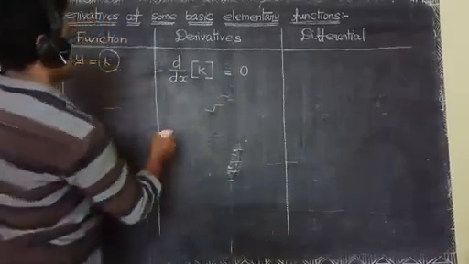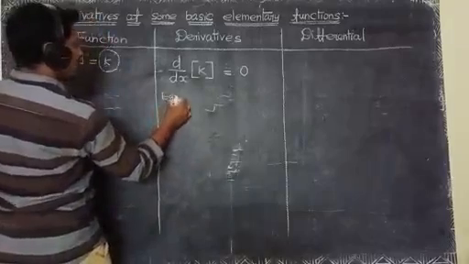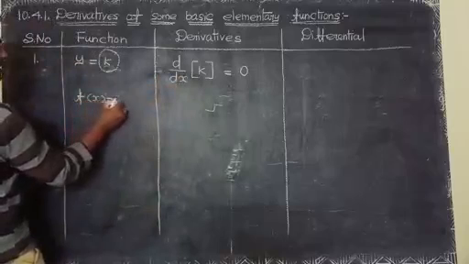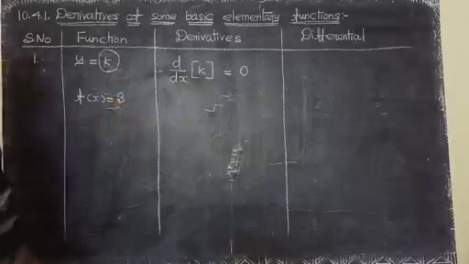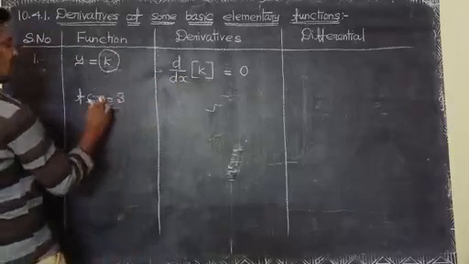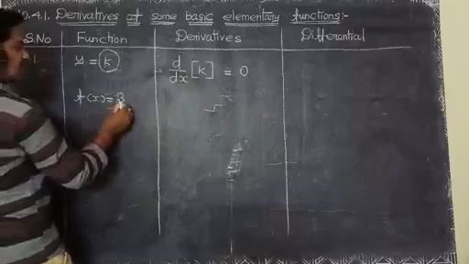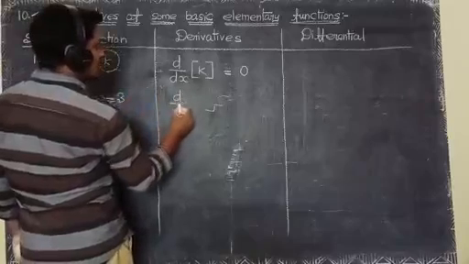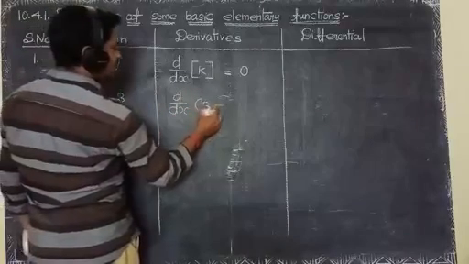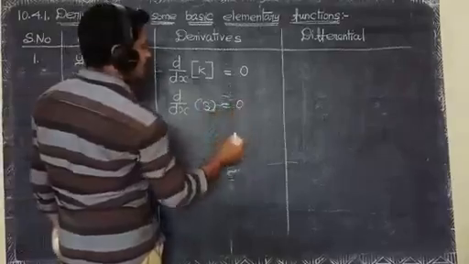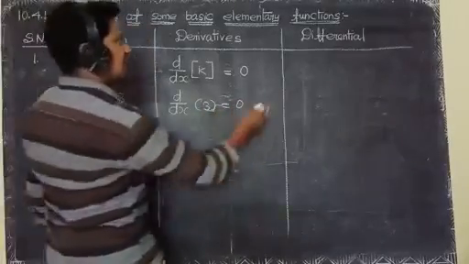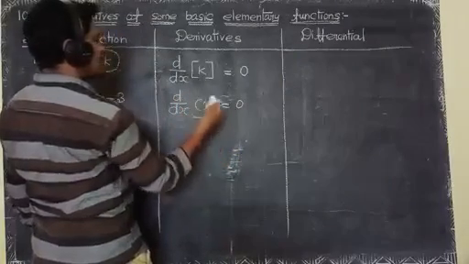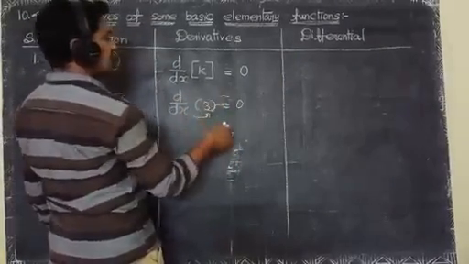Here, for example, f of x equal to 3. This is a constant. Differentiation, d by dx of 3, equal to 0. In the differential, dx goes to the right hand side, that is 0 into anything is 0.